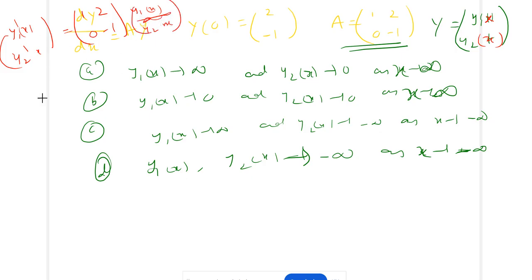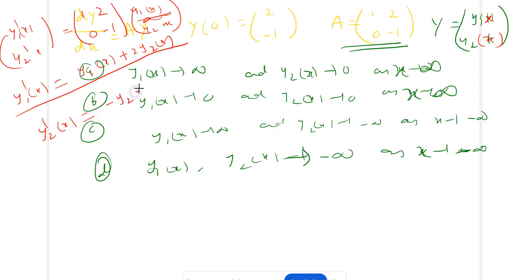So if you multiply this, we get the equation. As I already said, y1 dash of x equal to first row first column, that is y1 of x plus 2 y2 of x. This is the equation. And from the second equation, second row first column, multiplying, y2 dash of x equal to 0 y1 of x, we can leave out 0 into y1 of x, minus y2 of x.